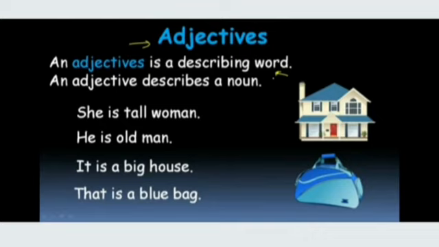Okay. Next. He is an old man. Again same. Here old is an adjective. Yes. And man is a naming word. Again, the third one, it is a big house. Okay, it is a big house. Here, big is an adjective. Okay. And the last one, that is a blue bag. Yes. So here, blue is an adjective. Okay. So here you can identify these adjectives. First one is tall, next old, big, blue. Yes, so here we put the adjectives before the nouns. Okay.